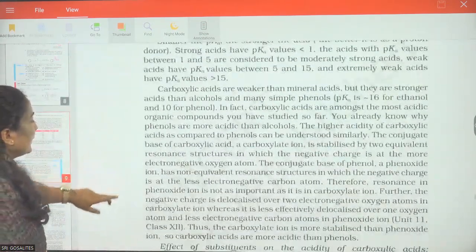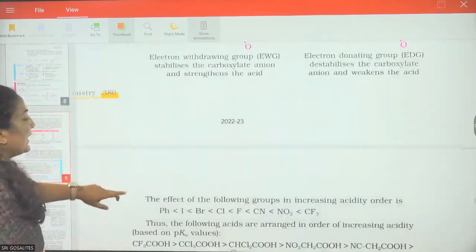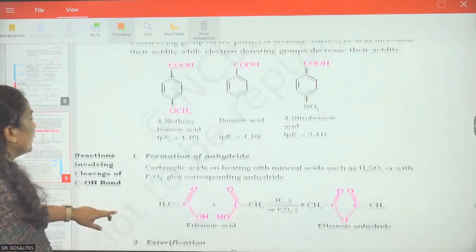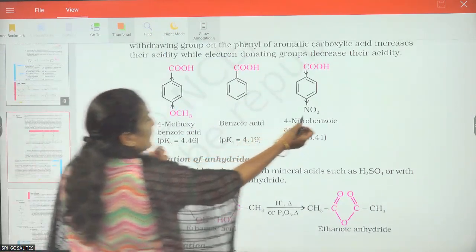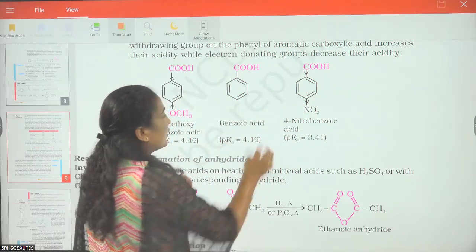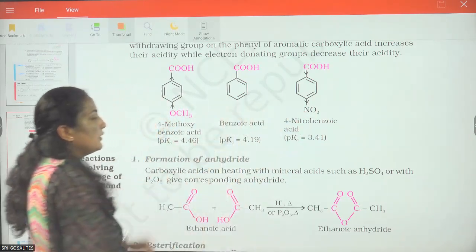Now all these things, acidic strength. Any electron withdrawing group is going to increase the acidic strength of COOH, which you are able to see from here. This is applying -M, -I. This is like +M, so it is reducing the acidic strength. Maximum for this, and then this. Okay.